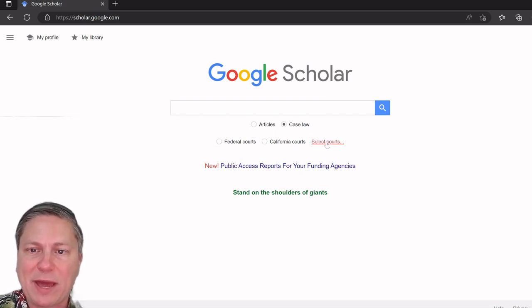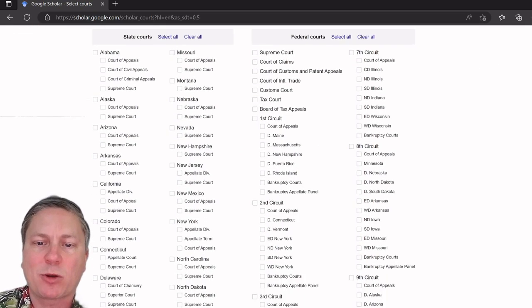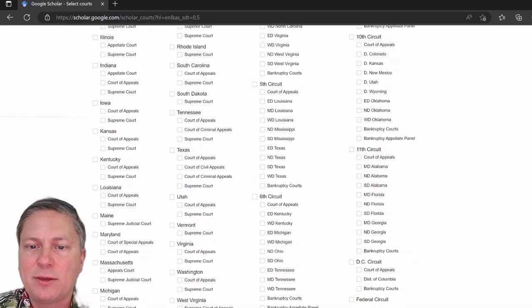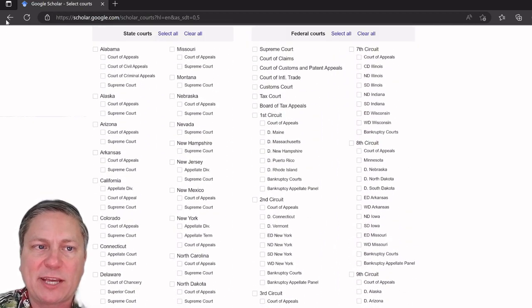Let me do this and see if I can go back. But you can select court. So let's say you don't know what case you want to look at. I'll actually do this in a minute. But you can see, like, you can pick wherever you want to research these cases from.